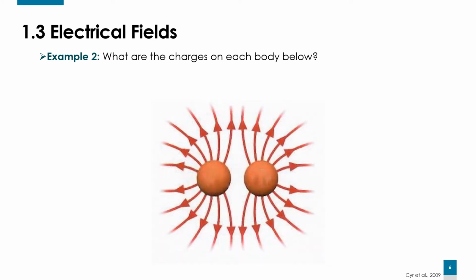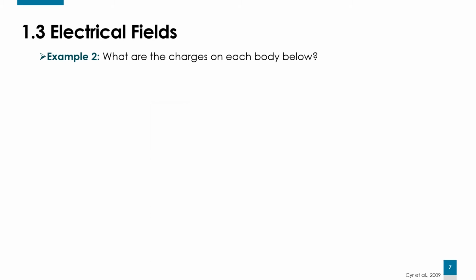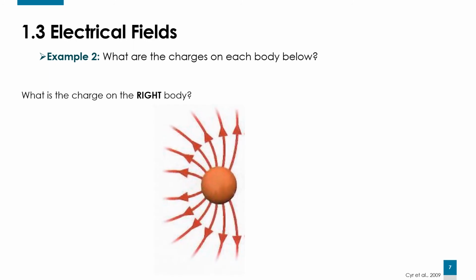Here is another electrical field. In the same way, I'm going to split this into right and left, which makes it easier. Always do it like that. Let's look just at the right body. What's happening to the electrical field? It points away from the charge, right? If it points away, is it positive or negative? Positive charge. Good.